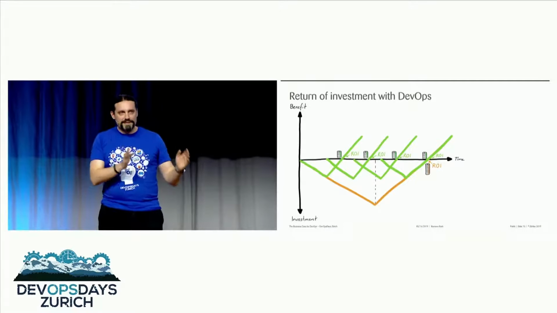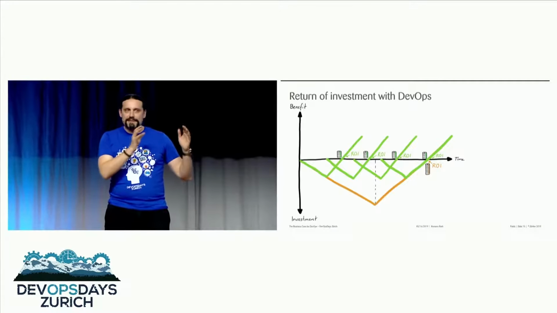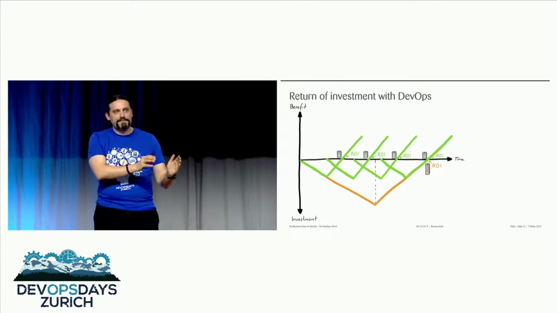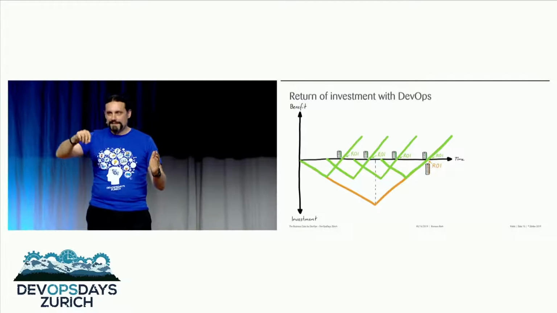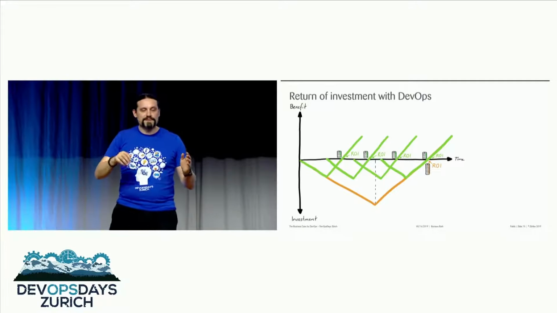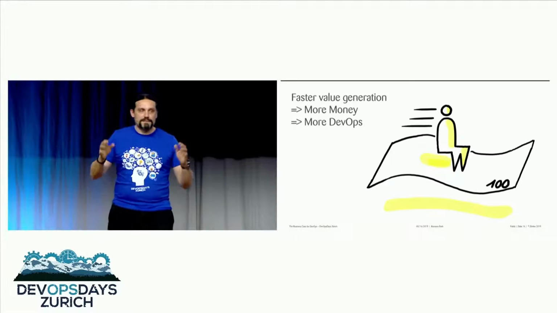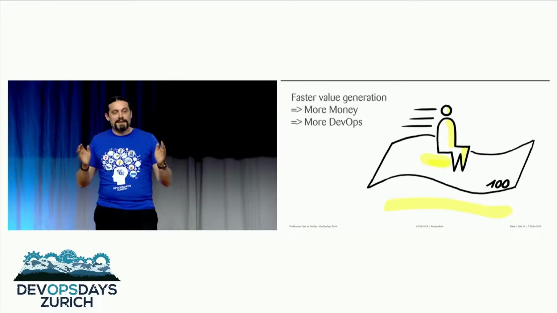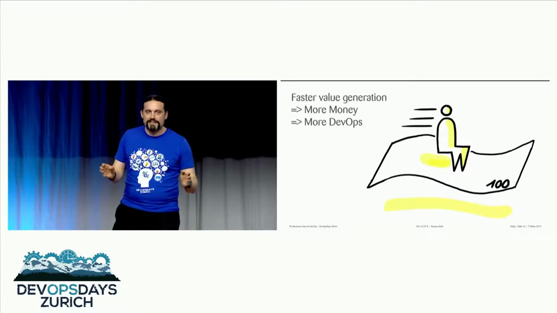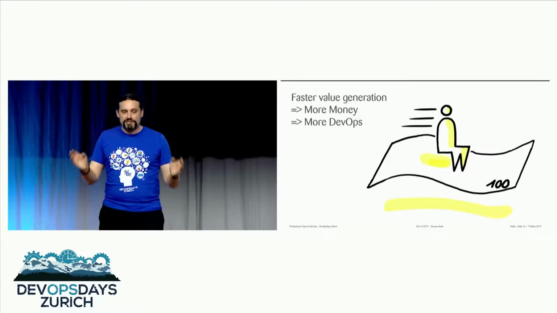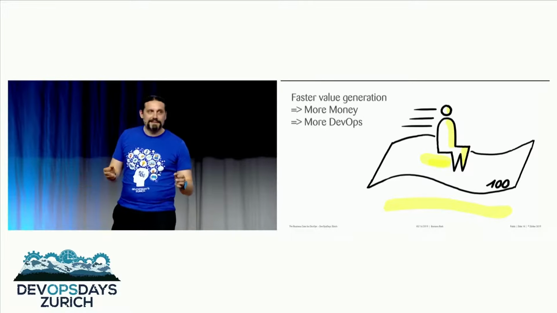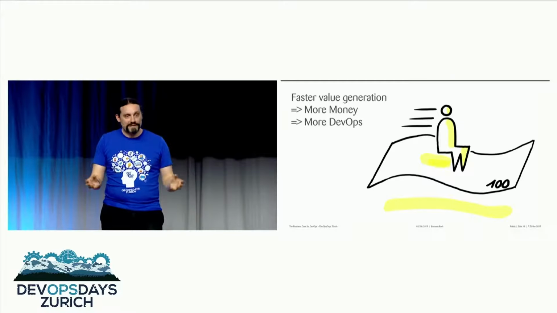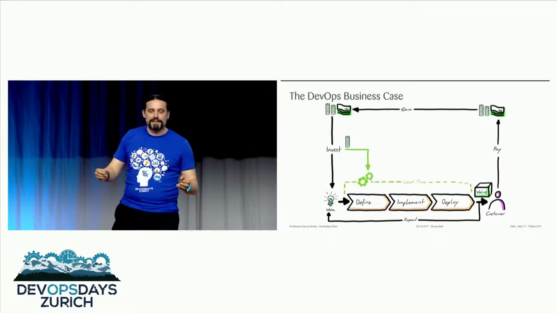With DevOps, we have faster releases and a faster return on investment, so that we can take this return on investment and reinvest it into DevOps. So we get faster and faster. With that, we have fast value generation for our customers. We can generate more money with that. We have a faster return on investment. And with that, we can do more DevOps and improve ourselves massively.